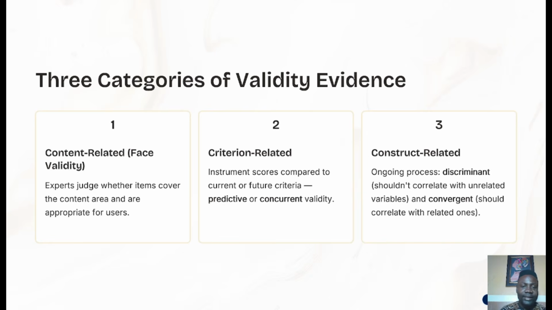It might even be an achievement test. If an achievement test is supposed to cover areas of English language, all the areas that the student has covered in a particular level, the issue is that if a particular topic is left out and they have covered it, it means that instrument does not meet the content validity.